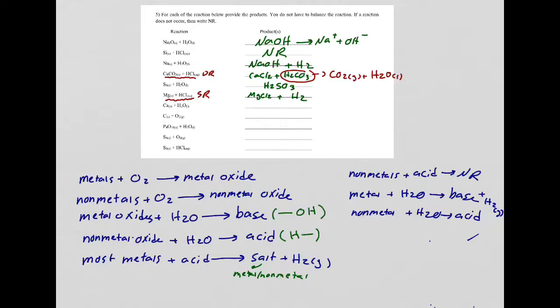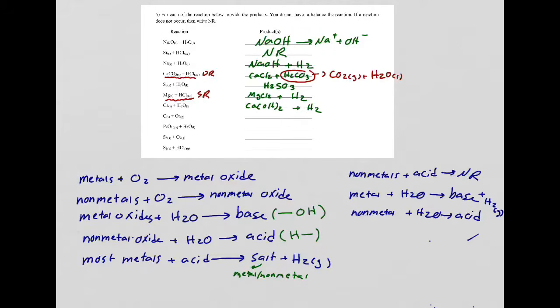All right, what is the next one? Calcium plus water. Calcium is a metal, right? So calcium plus water: metal plus water is base plus H2. Now, it's a base, which you end with OH, so it's calcium hydroxide plus H2.